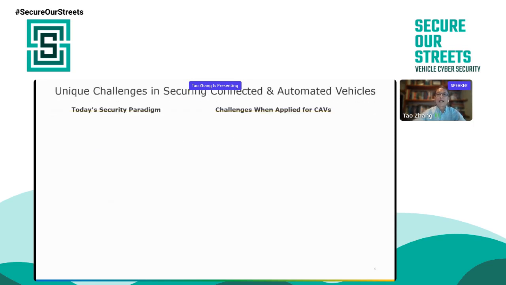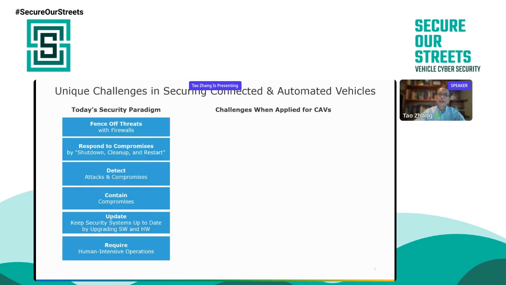Now let's look at the security challenges, and then we can connect the dots. If you look at the security challenges in connected and automated vehicles, and you look at how we do security today by securing other things, and then you think, when I apply this to connected and automated cars, what would happen?